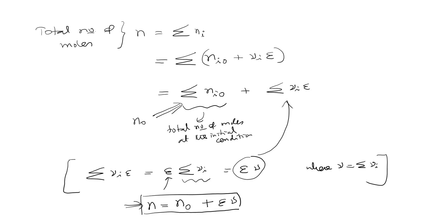That stage is given by epsilon. If epsilon is 0, we say that the reaction has not yet started. As the epsilon value increases, that means the reaction progresses to some extent. So epsilon will tell you the extent of reaction.